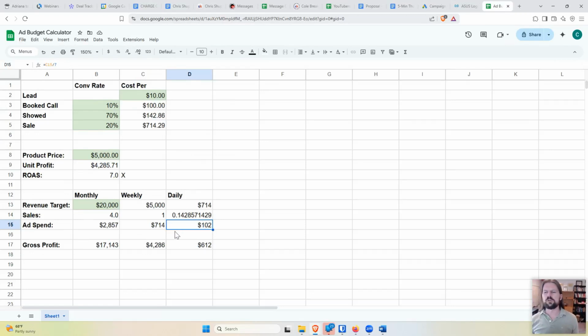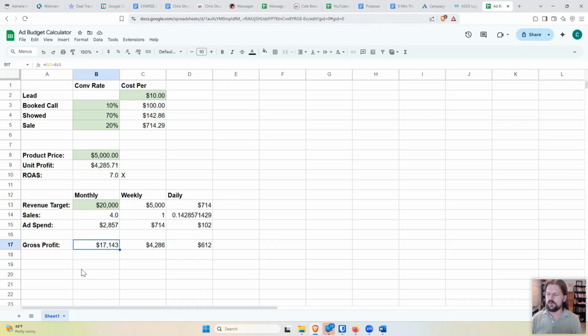And if you have multiple ads or multiple campaigns running and you want to split it between those, let's say that you have 2 campaigns running, then you would be at $51 each, or just split it up in a way that the total is $102. And then this leaves us with a total gross profit of $17,000 a month, $4,000 a week, $612 a day.